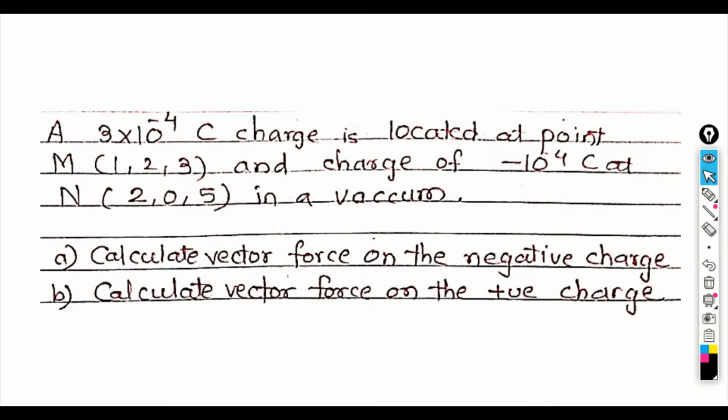I have a charge of 3 into 10 to the power minus 4 coulomb located at point M and a charge of minus 1 into 10 to the power minus 4 coulomb at N in the vacuum. Calculate the vector force on positive as well as negative charge. This is the statement which is given to us. So from this I come to know I have two charges, one placed at M, second placed at N. I have now one positive charge and one negative charge. The media which is given to me is vacuum.